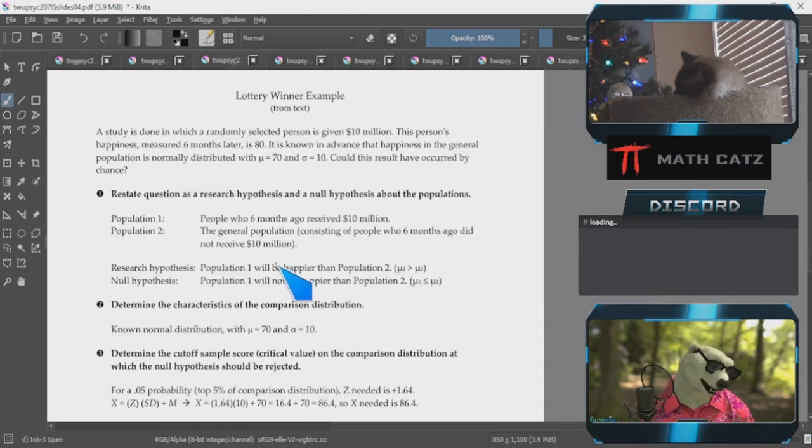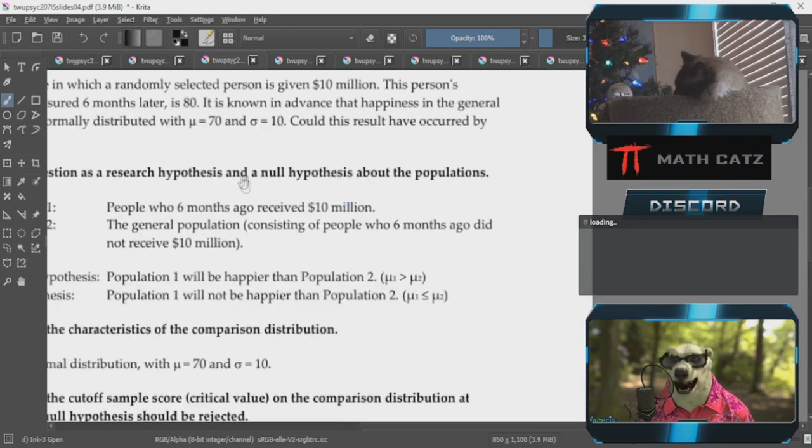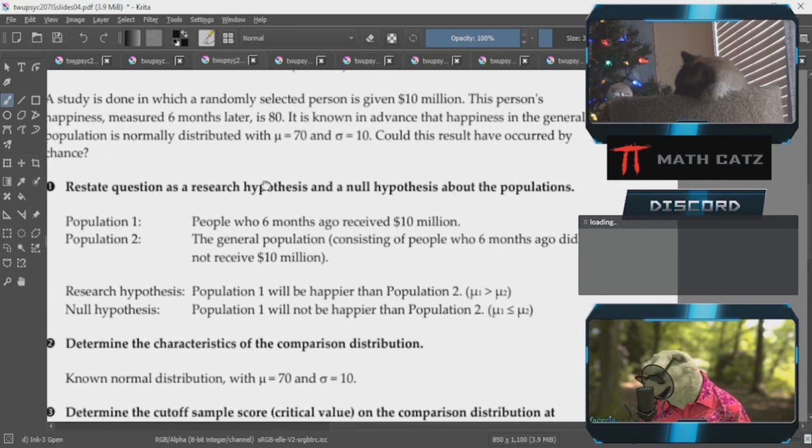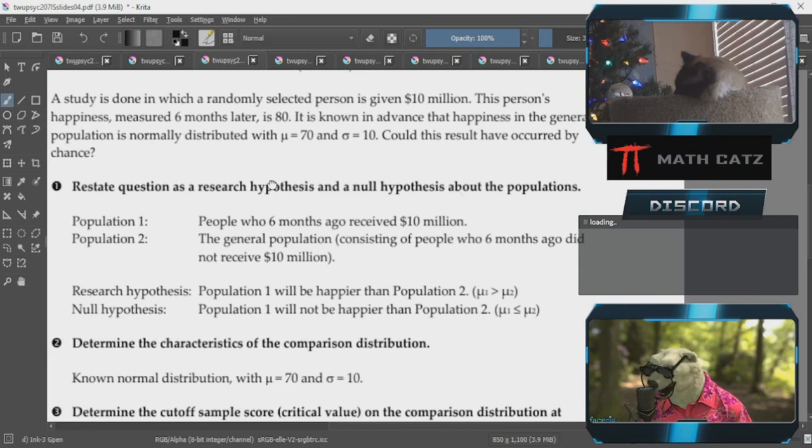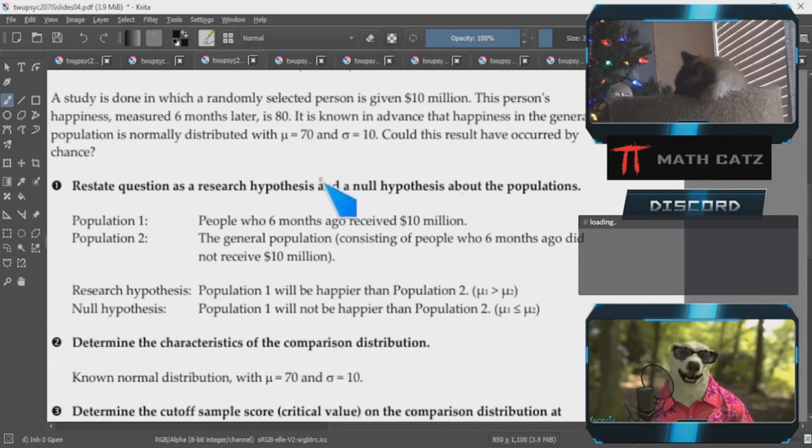Okay, so let's look at another example. I'm going to leave it small in this case. Lottery example. A study is done in which a randomly selected person is given $10 million. Why not? The person's happiness measured 6 months later is 80, whatever that score is based on.